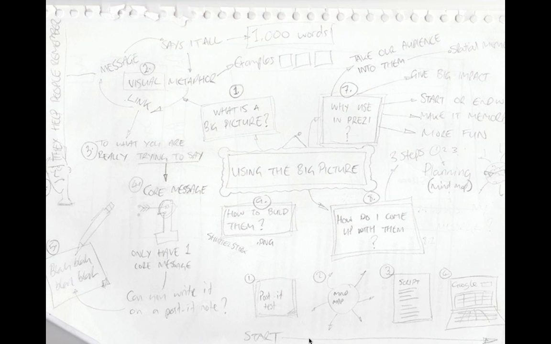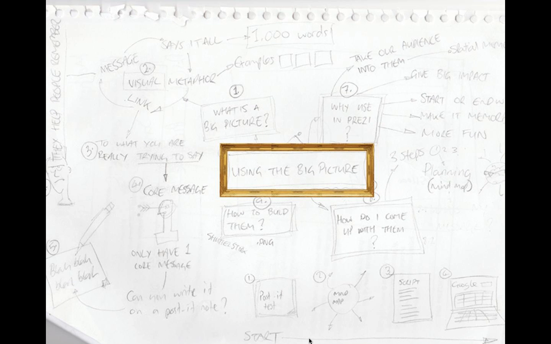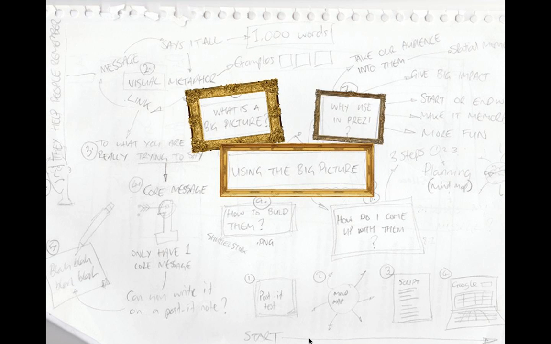You can see it's a little bit messy, but that doesn't matter at all because no one else would normally see this. This is just a document created by me for me to help me create a great presentation. And you can see that in the center of the screen here, I've got my subject using the big picture technique. And then around the outside, we've got those subheadings. What is a big picture? Why should I use the big picture in my Prezis? And how do I come up with my big pictures?